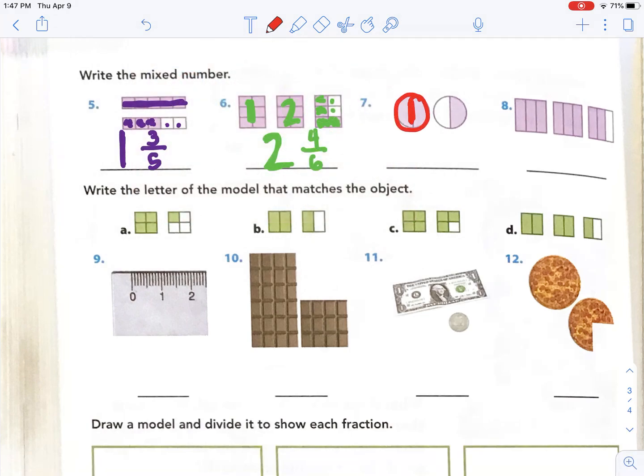Here we go. Here's 1 whole right here. That's 1 whole. So I'm going to write number 1 really big. And I can look at this one. I can tell you that it's a half, but here's why. 1, 2. And how many are shaded out of 2? 1. So this is 1 and 1/2.